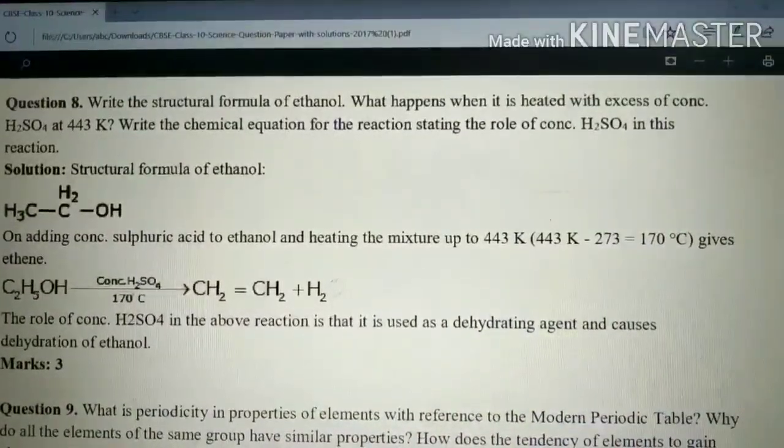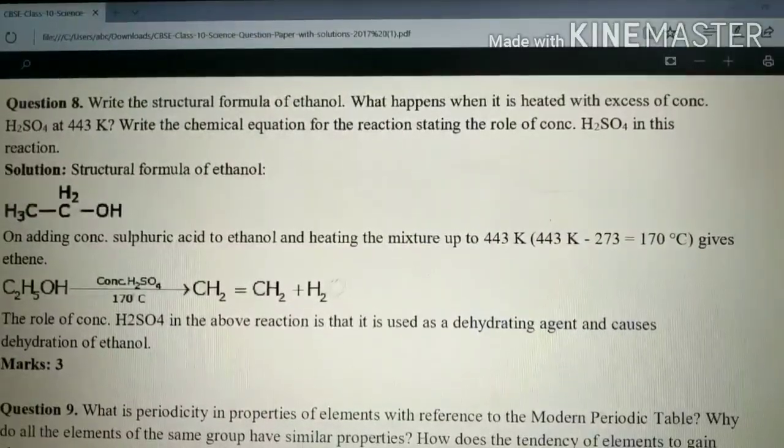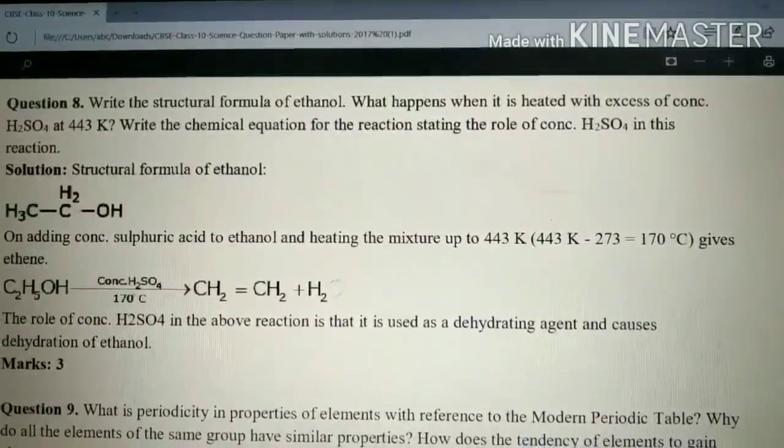So what is the role of H2SO4? Dehydrating agent. Students, this is question 8 for today's class. I hope this is very important for examination and helpful for you. Practice this one time. Thank you. In the next video we will take question number 9, and the next video is for 15 minutes. Thank you for watching.